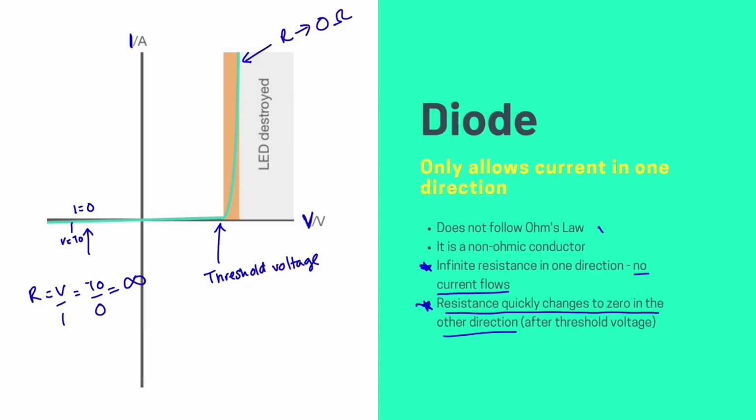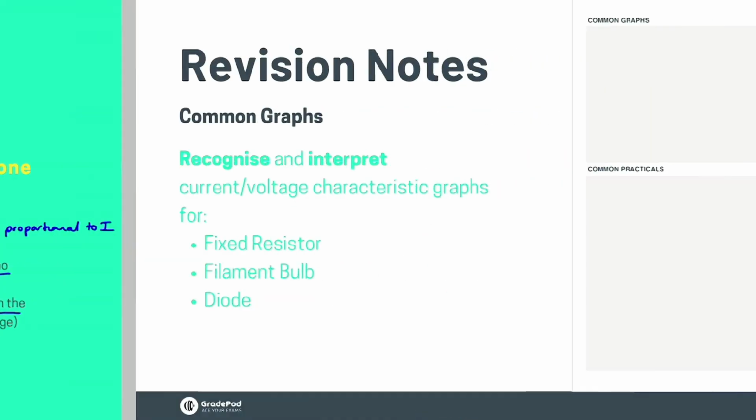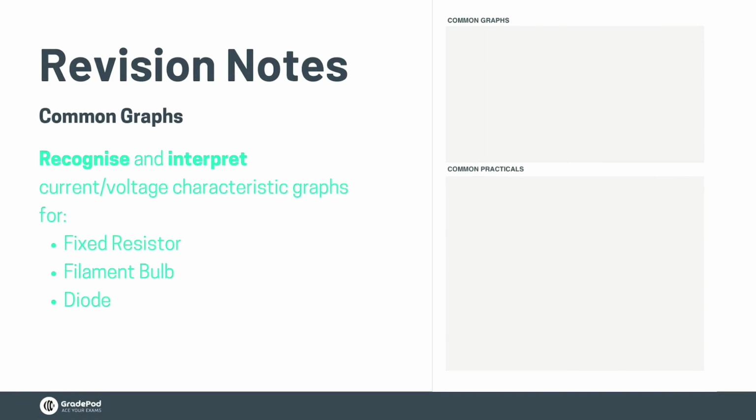We can see that V is not proportional to I, so it does not follow Ohm's law, and it is a non-ohmic conductor. That's us flown through the IV characteristic graphs of the fixed resistor, the filament bulb, and the diode.